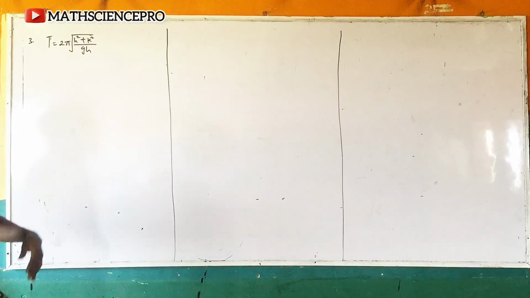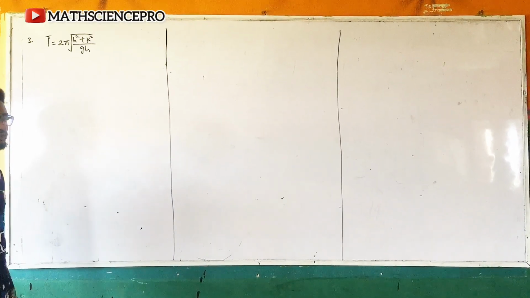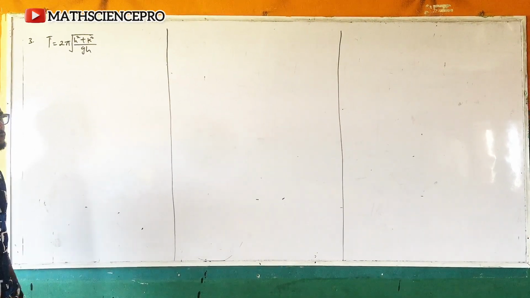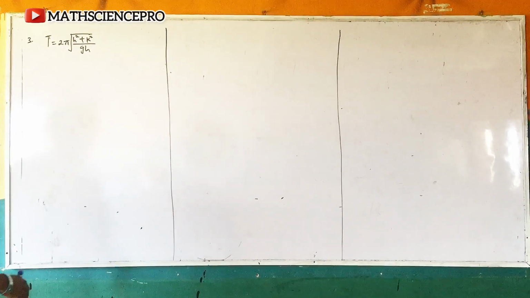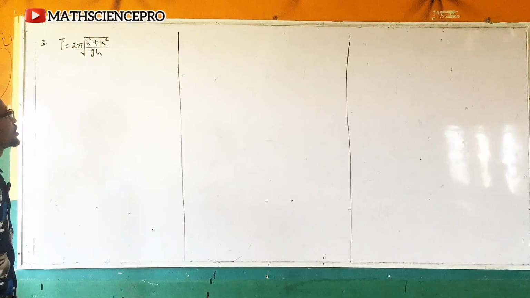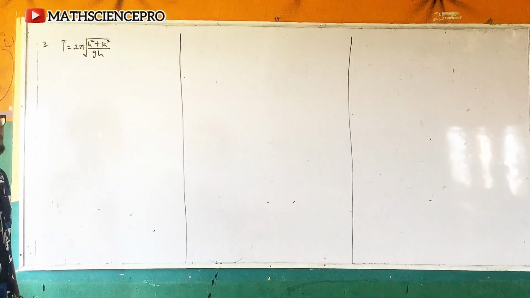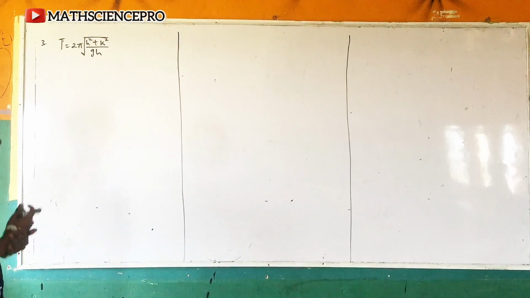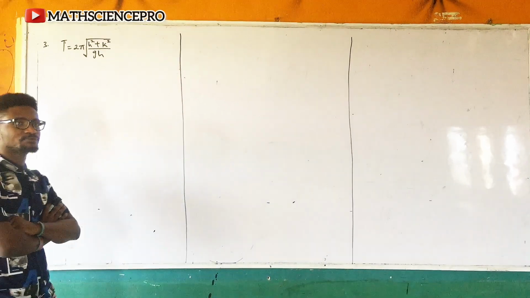Alright, so you guys can actually go through the whole solution again and again. You can pause, you can replay until you get the full understanding. Alright, so we want to make G the subject of the formula in this particular equation. So let's quickly get right into it.